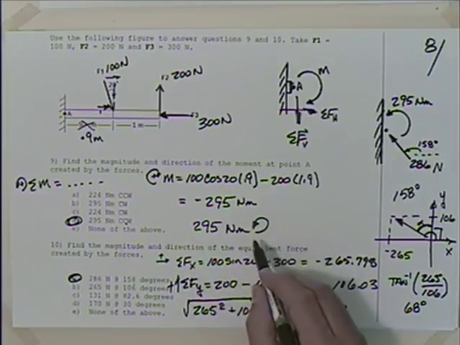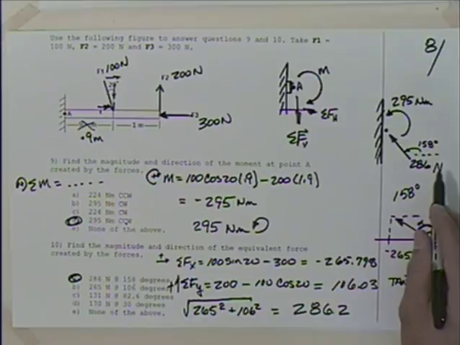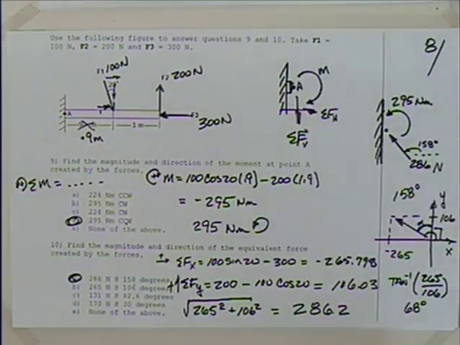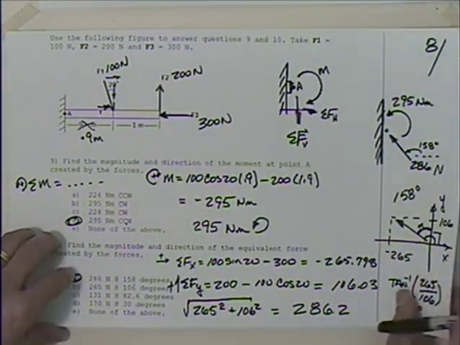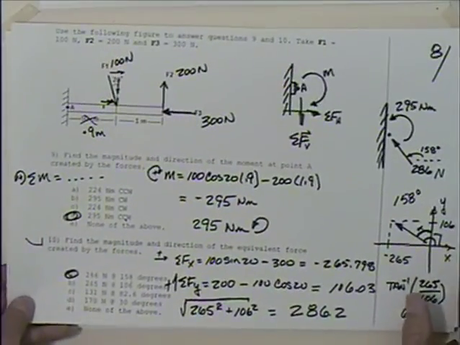295 counterclockwise and 286 at 158. Yep. Okay, well, so I think that gets us to the end. Yeah, question number 10 gets us to the end.